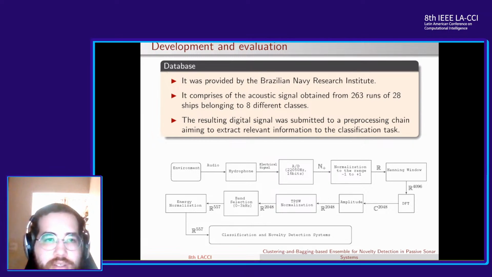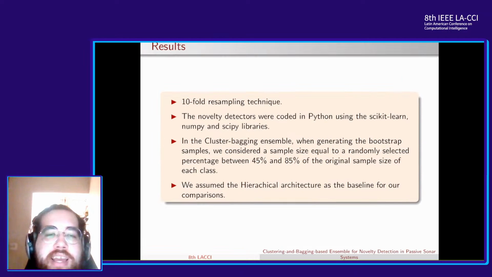This work will focus on the scenario represented by 5 null classes, A, B, C, F, G, and 3 novelty classes, D, E, H. Model assessments consider the tenfold resampling technique. As a result, the dataset was split into tenfolds, with 3 sets for training, testing, and validation. The novelty detectors were coded in Python using the scikit-learn, NumPy, and SciPy libraries.